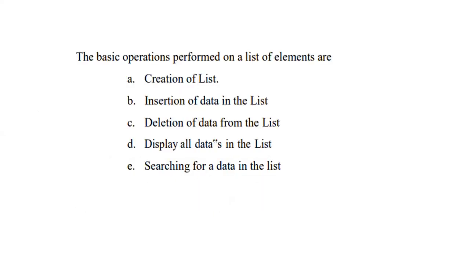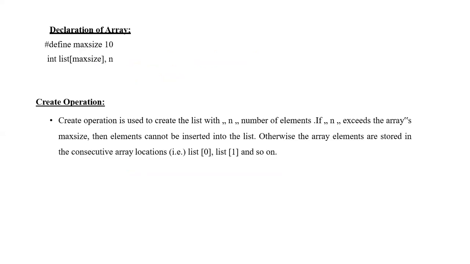The basic operations that are performed on the list of elements are creation of list, insertion of data in the list, deletion of data from the list, displaying all the data in the list, searching for a data in the list. Now, declaration of array. So first we have to define the maximum size of the array. Now let us consider the max size is going to be 10. The variable max size is assigned the value 10. So now we are going to initialize the array. So int list of max size comma n. So list is going to be the name of the array. Max size is going to be the size of the array.